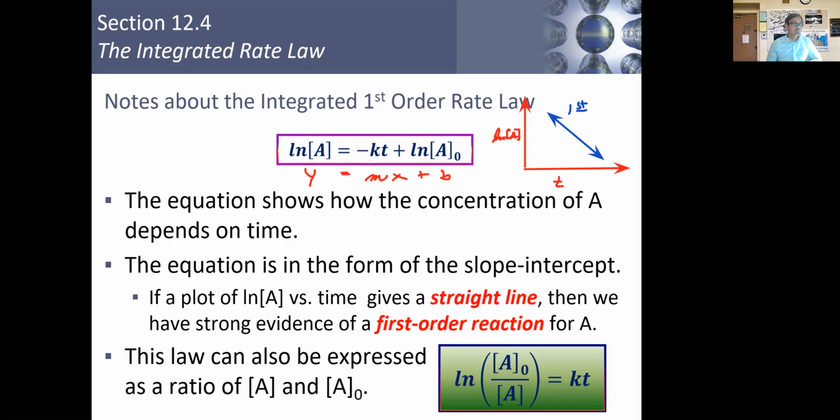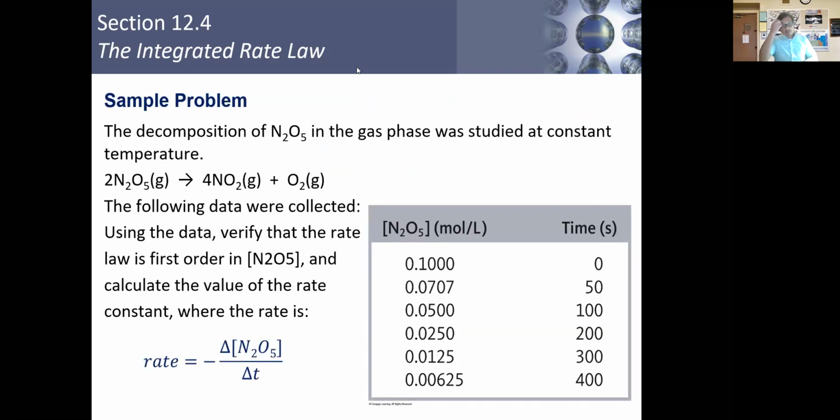Okay, so let's go ahead and take a look at an example problem. All right, so here we have some data points. If you notice here, we're not going to use the differential rate law. We can't use the differential rate law in order to get this done. Now, you can go ahead and solve for the rate here. Just get the change in the dinitrogen pentoxide concentration over the change in time. So you'd have to calculate for the rate.